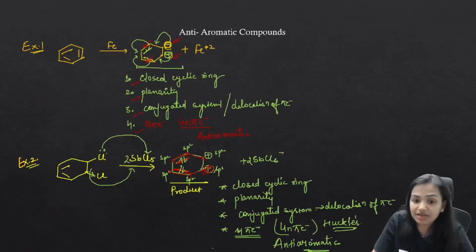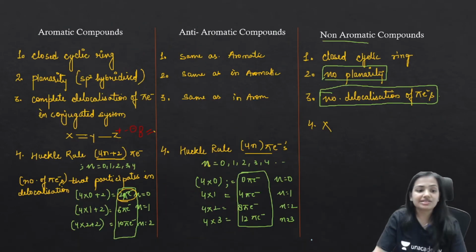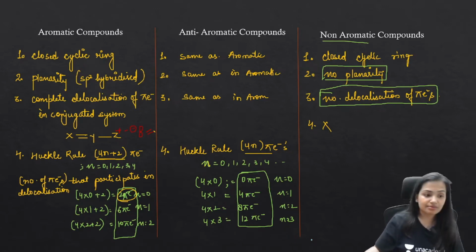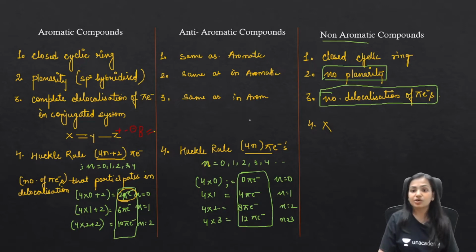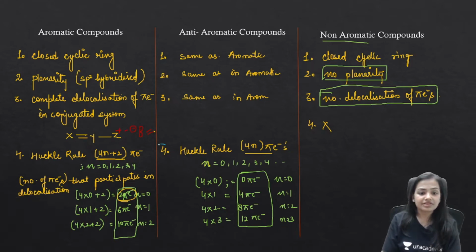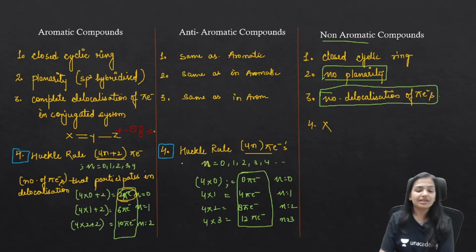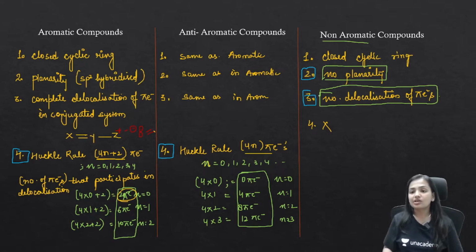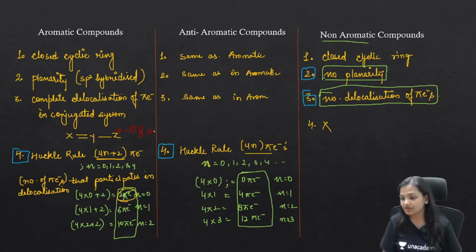Ultimately, the whole thing which I summarized on the very first page, you have to focus on the aromatic compounds, the anti-aromatic compounds and the non-aromatic compounds. The aromatic and the anti-aromatic are mostly the same. They just have a difference in point number 4. So over point number 4 we have to focus, and to compare with the non-aromatic compounds, please focus on no planarity and no delocalization. If there is no planarity and no delocalization, it will lead to a non-aromatic compound.